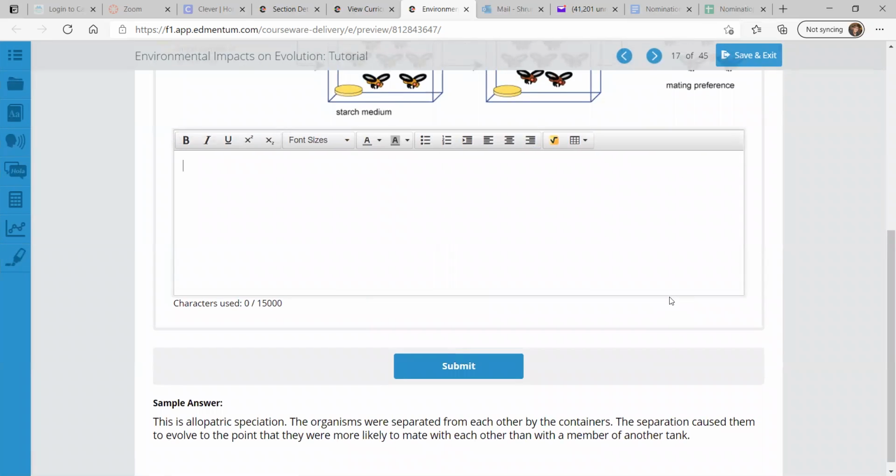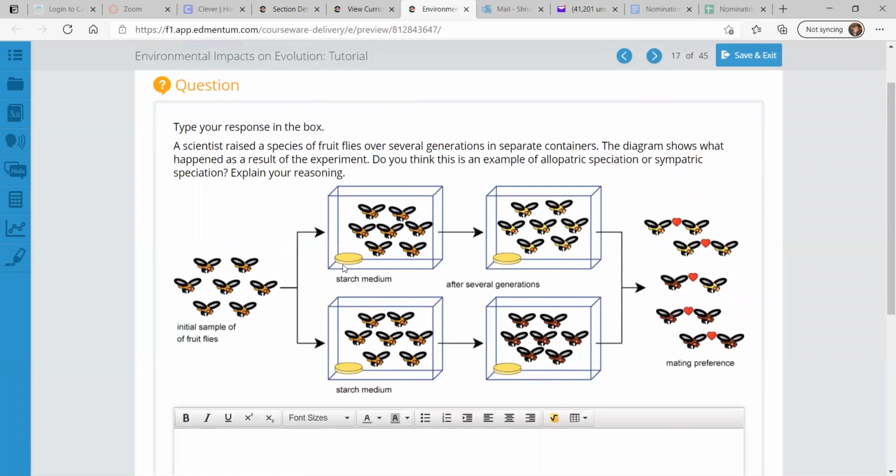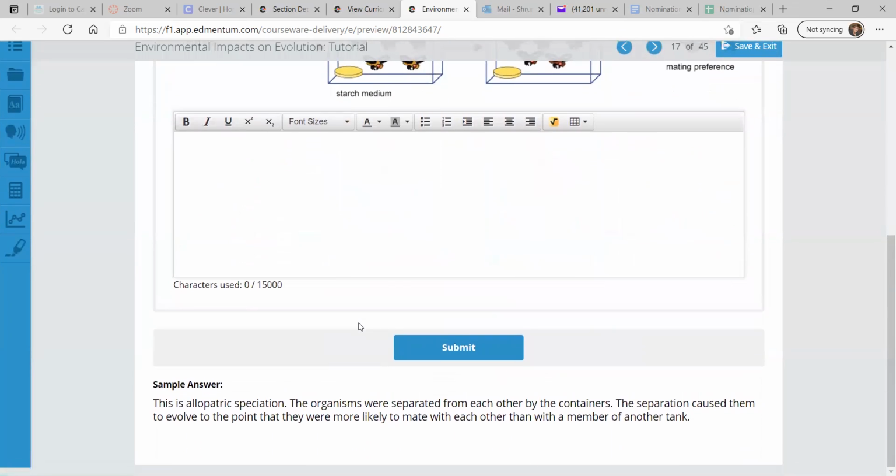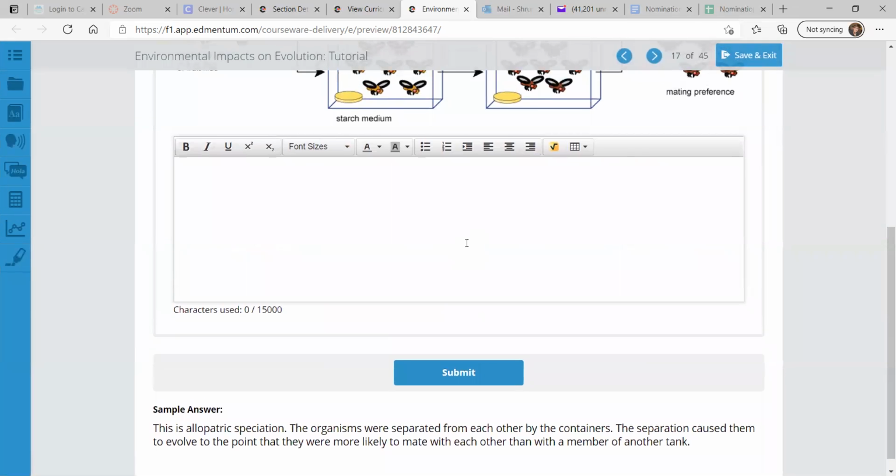This is allopatric speciation. Why? Well, imagine that they were separated by a geographical barrier. That is why these were split up. They didn't split up on their own. The experimenters split them up into those separate groups and let them evolve or reproduce.